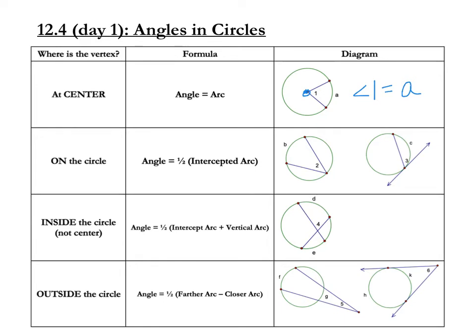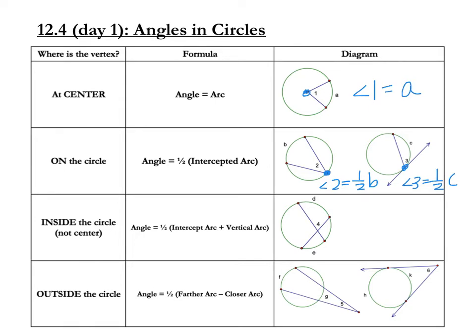And then this is what we talked about last week. If the vertex is on the circle, both of these pictures, the vertex is on the circle. Angle 2 here is actually going to be half the arc because it's being pulled away. So that would be half of B. Angle 3 here is going to be half of C. Okay? The last two parts are what's new for today, but you're going to see some of the old parts mixed in as well.